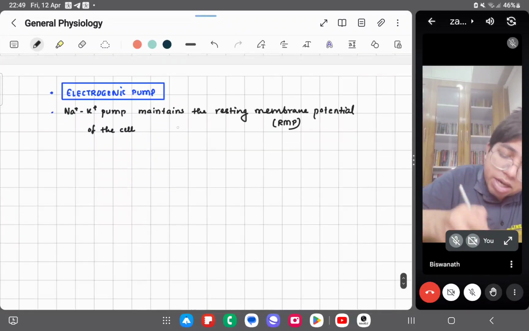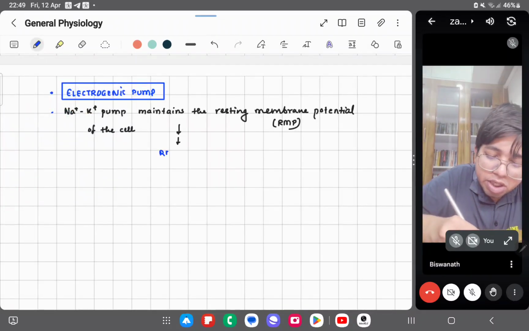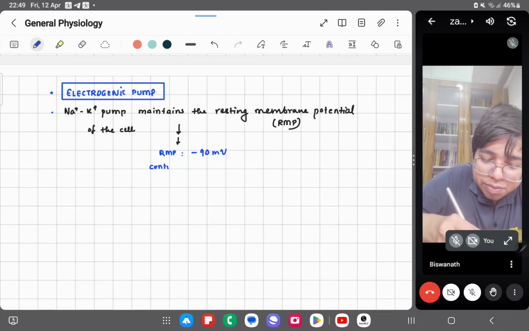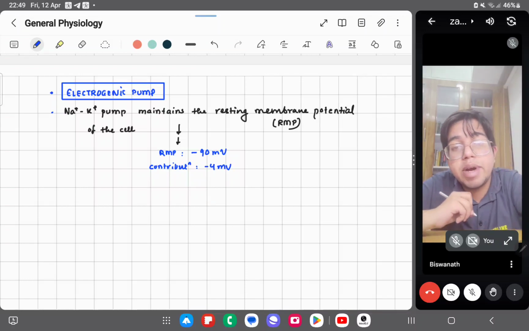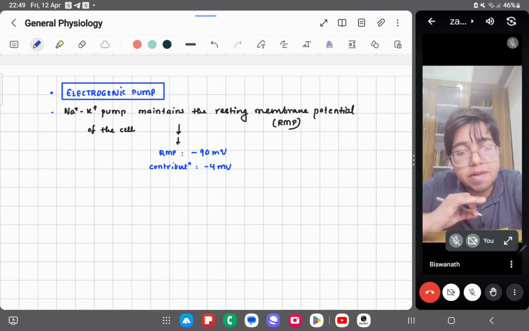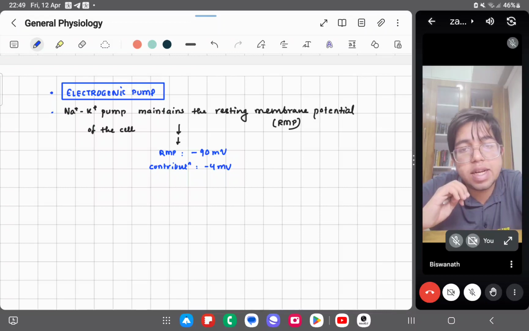Okay, but the contribution is very less. If the resting membrane potential in the majority of cells is minus 90 millivolt, the contribution is only minus 4 millivolt. We'll read in our muscle physiology, depolarization, all. We'll discuss that. It will get complicated here, right? That's why I'm not telling you.